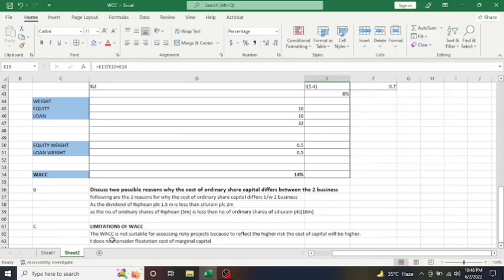And now we have the last answer. That was the last question. That was the limitation of WACC. What are the limitations? WACC is not suitable for assessing a risky project because it reflects the higher risk. The cost of capital will be higher. It does not consider the flotation cost of the marginal capital. As shown there, these are the limitations of WACC, and with this we have covered WACC.